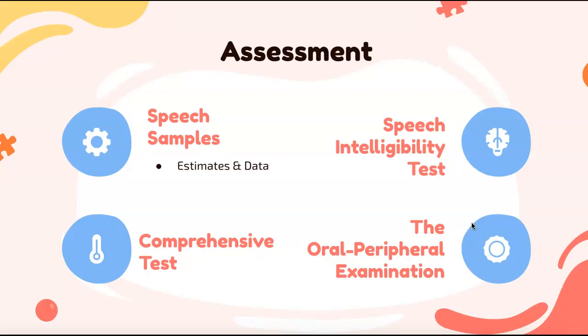tests, I'm so sorry, comprehensive tests, and the oropharyngeal examination. So I'll explain each of these. Speech samples is basically an SLP identifying problems with respiration, phonation, resonance, and articulation. And per ASHA, a comprehensive test for childhood apraxia is to understand the impact of communication impairments on the quality of life of the child and family. So it's just seeing overall, okay, how does their communication affect them and family members and teachers.